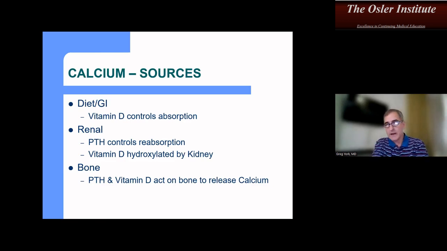So in our diet, we have sort of a cofactor here in vitamin D, controlling the absorption of calcium from our GI tract. In the kidney, we have 2 things that work. Both parathyroid hormone controls the reabsorption of calcium within the kidney, and then vitamin D is hydroxylated in the kidney. So if you have issues with the kidney, you're going to have calcium issues from 2 fronts. One, you're not going to make enough vitamin D that's going to work in other locations. And 2, parathyroid hormone is not going to be able to control the reabsorption. Finally, bone, both parathyroid hormone and vitamin D work on the bone to release calcium.